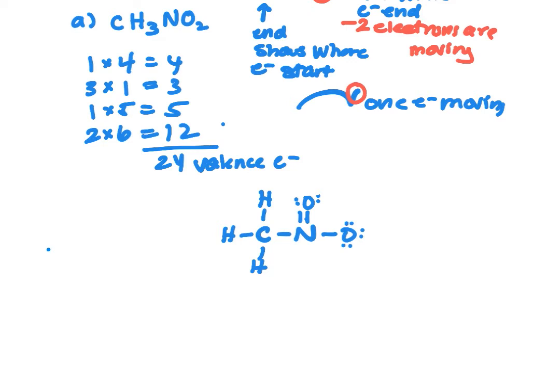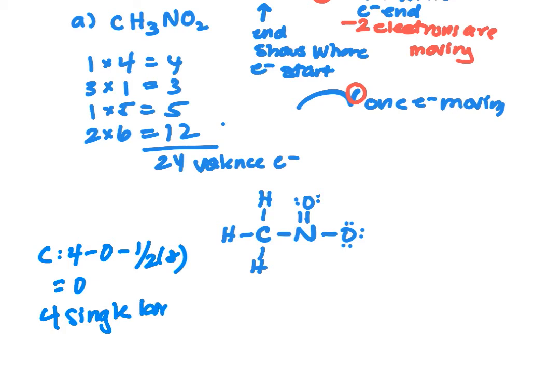Let's start with carbon. The group number is 4, minus 0, minus 1/2 times 8 because there are 8 bonding electrons. We're going to see it has a formal charge of 0. You will find that when you see a carbon with 4 single bonds, the formal charge will equal 0. Let's look at this nitrogen next.